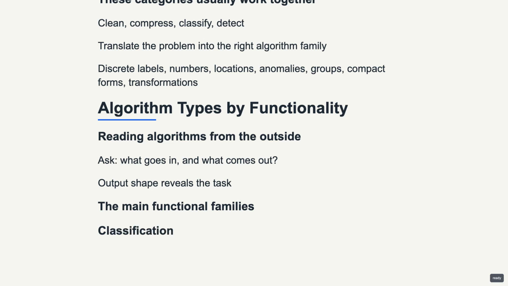Classification is the family to think about when the answer should be a category. The question is not how much or where, but which bucket the input belongs in.